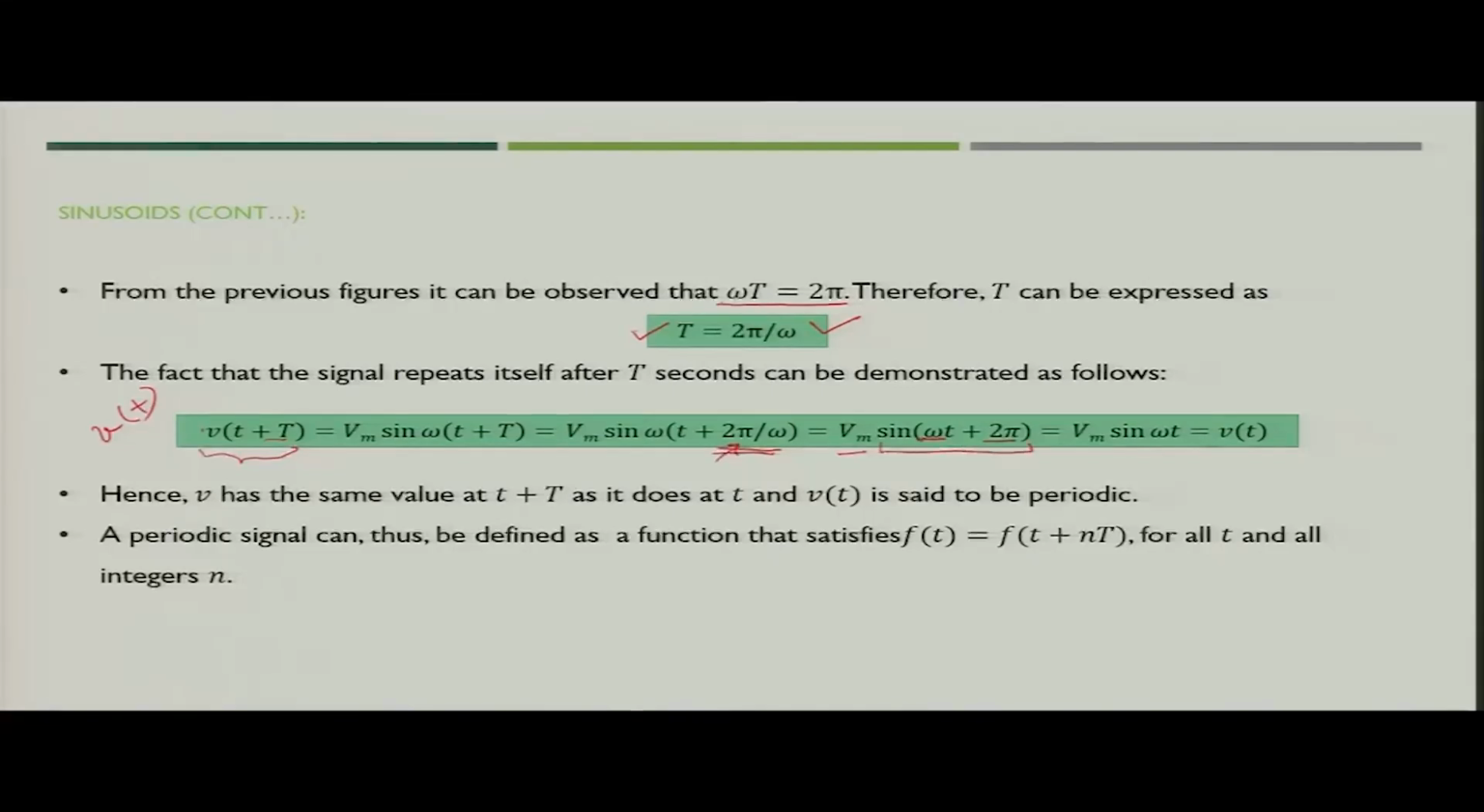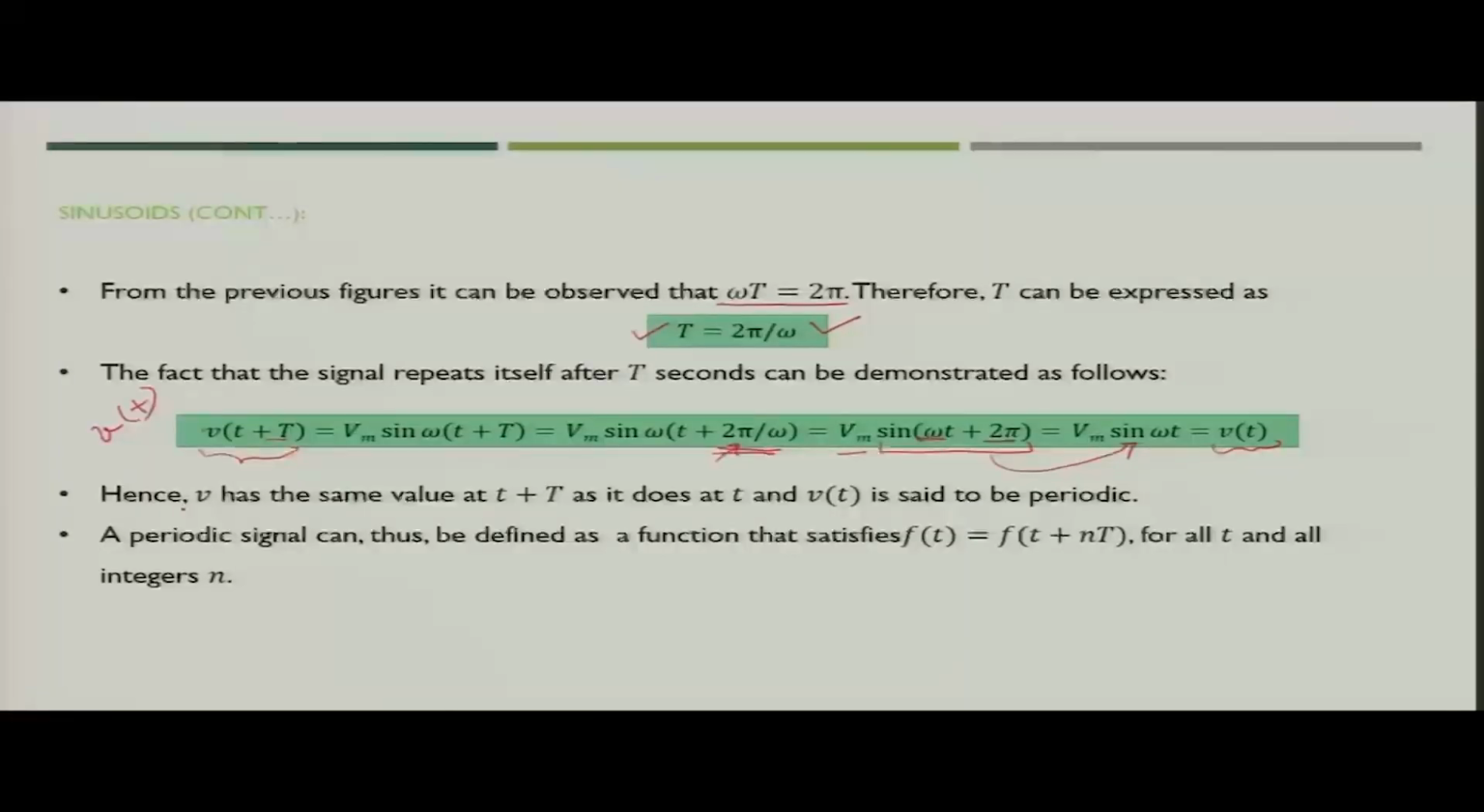Now, what is the value of sin of omega t plus 2 pi? It again becomes sin omega t. So, finally, what did we get? We got Vm sin omega t, that is nothing but the original signal V of t. So, in this way we can say if we add capital T in the function, it will eventually become the original signal. It means the signal is repeating after every time period, that is capital T. So, we can say that V has the same value at t plus capital T as it does at small t, and that is why it is periodic.